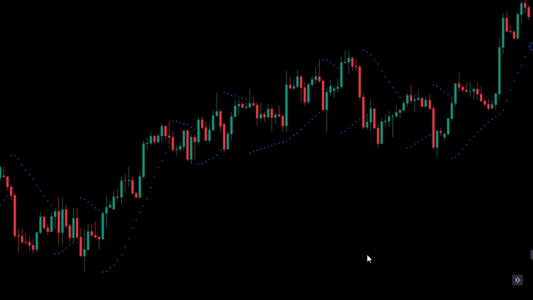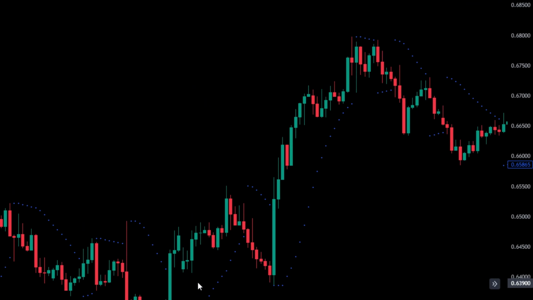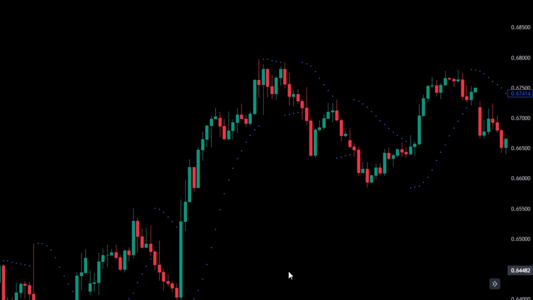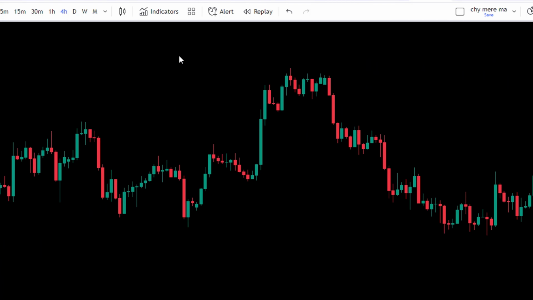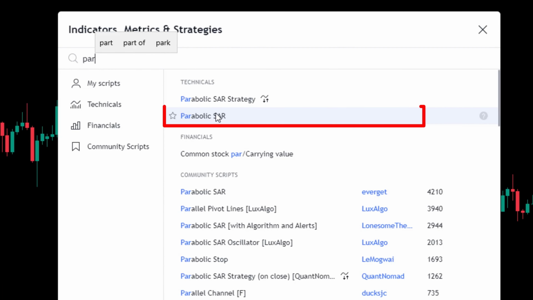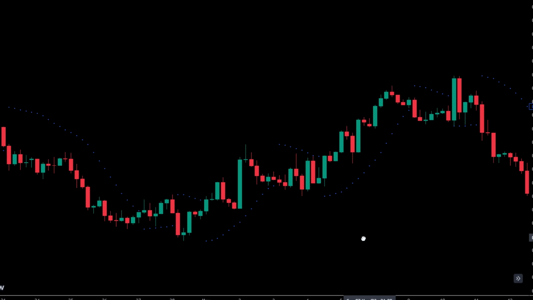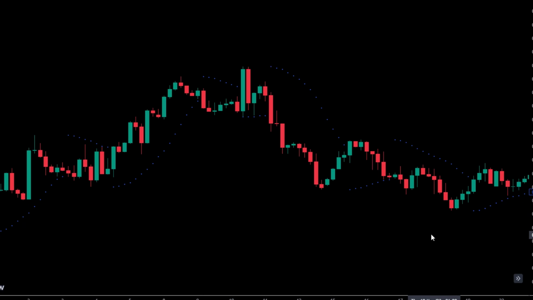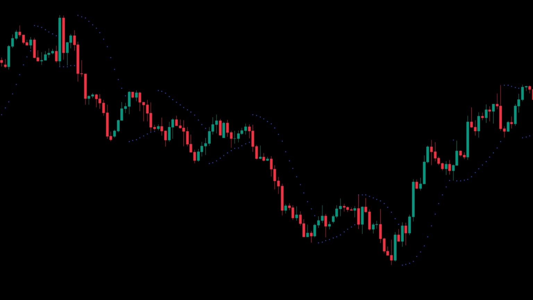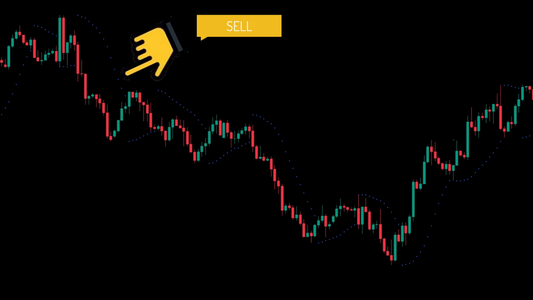Without any delay, let's talk about the second indicator, which is parabolic SAR. A parabolic SAR is an indicator that places dots or points on a chart that indicate potential reversals in price movement. To add this indicator on our chart, we navigate to the indicator search bar and search for parabolic SAR. Select the one made by TradingView. When it is added, your chart will look like this. The nice thing about the parabolic SAR is that it is really simple to use. Basically, when the dots are below the candles, it is a buy signal, and when the dots are above the candles, it is a sell signal.